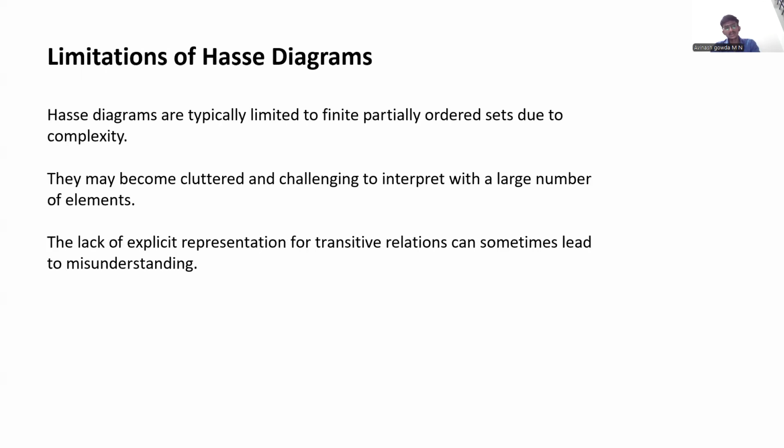And then move on to the limitations of Hasse diagrams. Hasse diagrams are typically limited to finite partially ordered sets due to the complexity. They may become cluttered and challenging to interpret with a large number of elements. The lack of explicit representation for transitive relations can sometimes lead to misunderstanding.